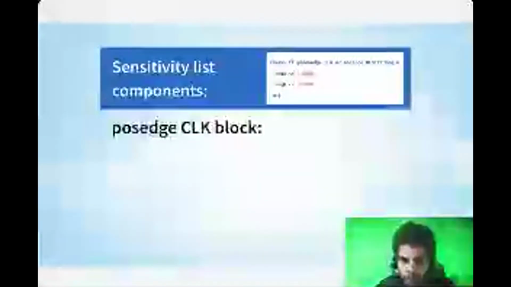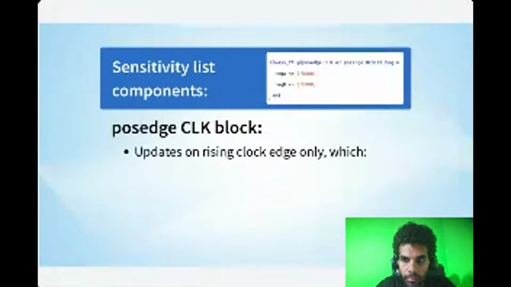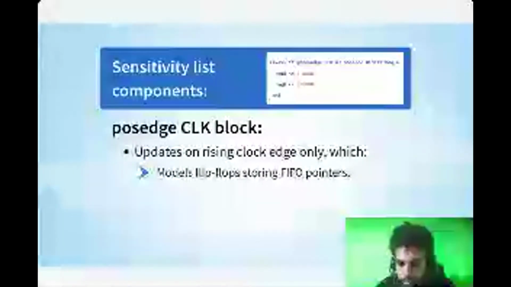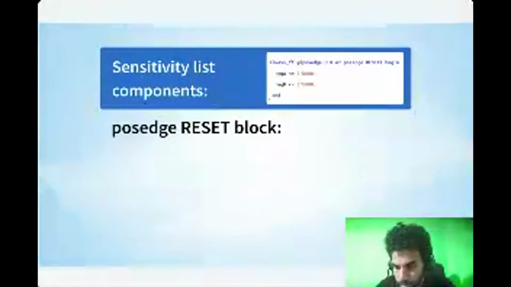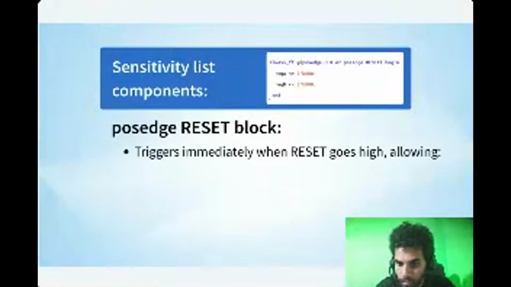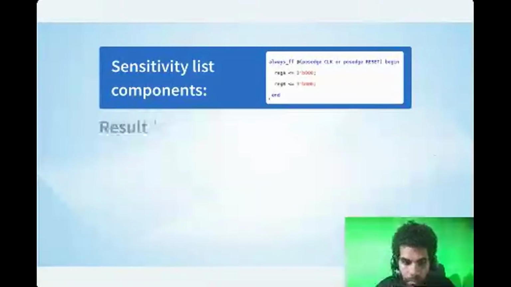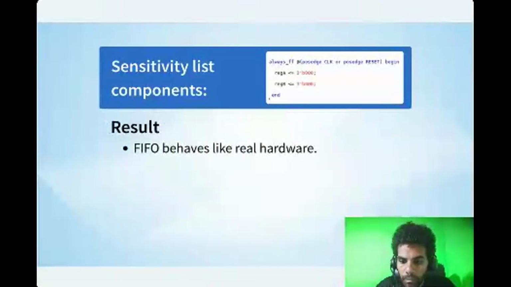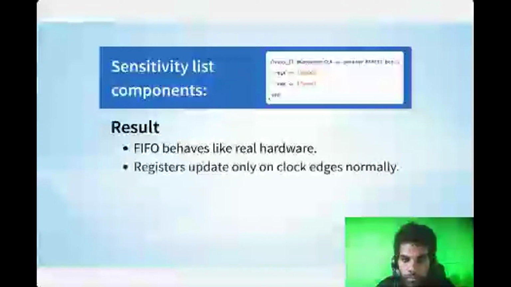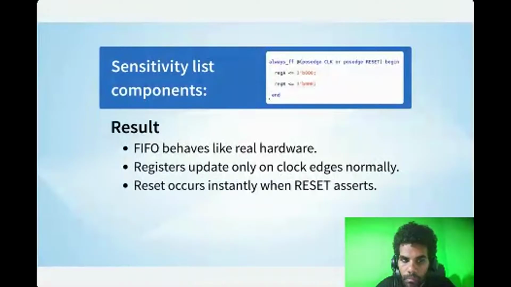So here is what the sensitivity list means. Positive clock edge: the block only updates on the rising edge of the clock, which models the flip-flop that stores our FIFO pointers. Then positive edge of reset: the block also triggers immediately when reset goes high, resetting its internal state asynchronously, even between clock cycles. This sensitivity list ensures the FIFO behaves like real hardware. The register updates only on clock edges under normal operation, but can still be reset instantly when reset is asserted. Now that we understand when the block executes, let's look at how.